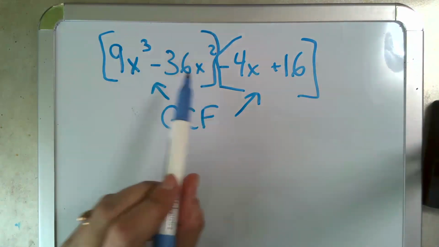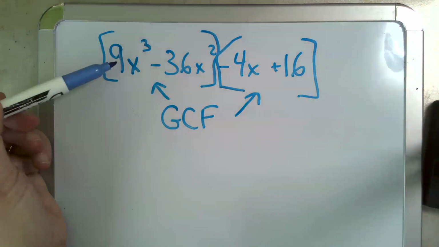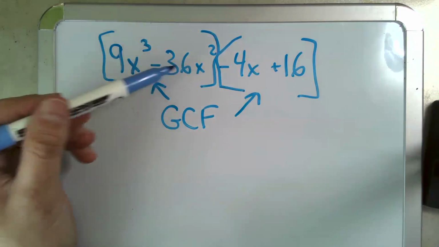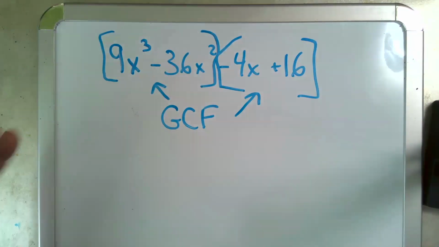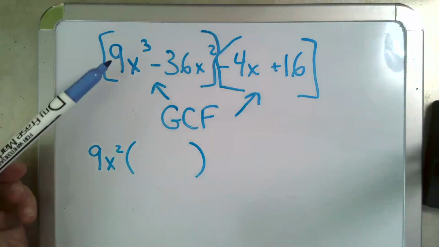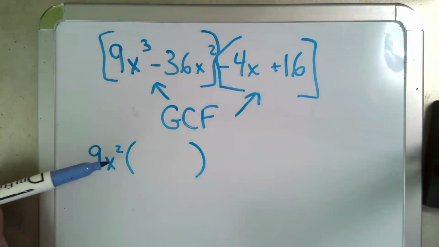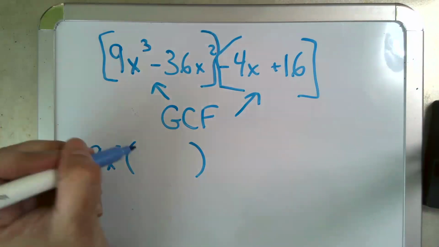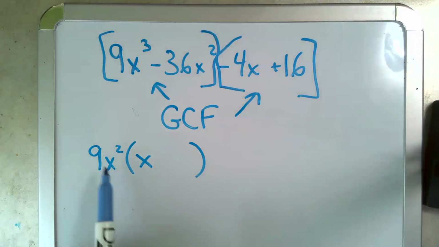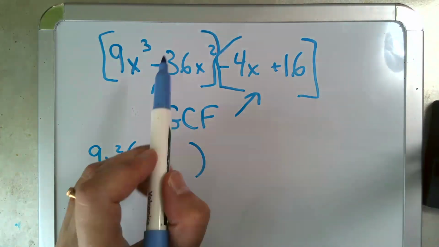And in these 2 terms, I see I can pull a 9 out of both numbers, and I can pull an x squared out of both variable parts. So that would look like this. And again, I'm asking myself division. 9x cubed divided by 9x squared leaves x, and negative 36x squared divided by 9x squared leaves, don't forget your negative, negative 4.